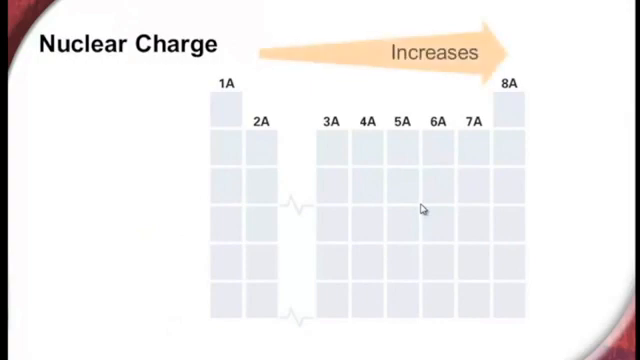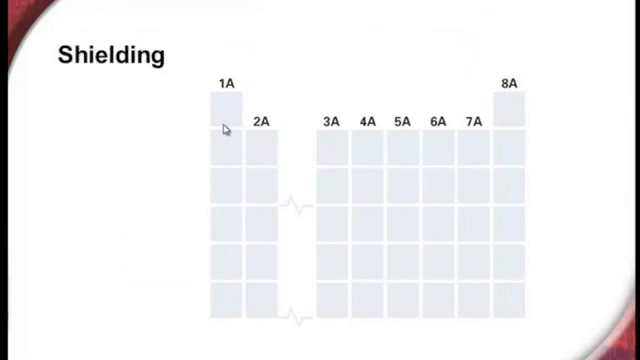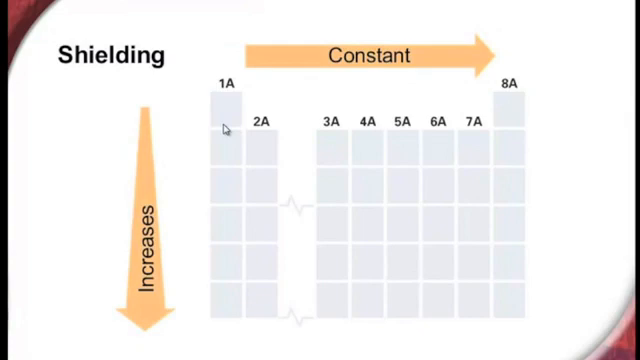All right, so let's do a quick summary. All right, nuclear charge we saw earlier. Nuclear charge increases as we go left to right. What about top to bottom? Well, again, it increases because you're certainly adding protons in the nucleus as you go from top to bottom. Okay, shielding we just saw constant left to right. Shielding increases top to bottom.